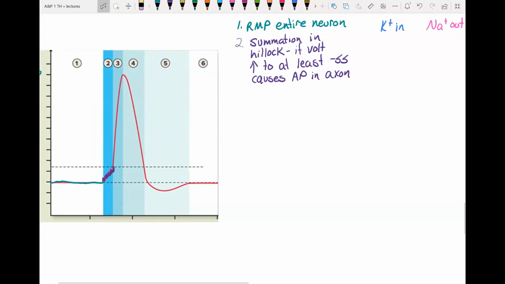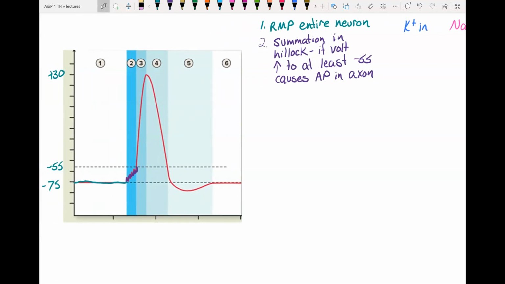So remember, we said the hillock is the initial segment. It's like when you hear a rumor and then you have to decide if you want to pass that rumor on. So right here is the hillock deciding to do that. Then step 3 is depolarization.